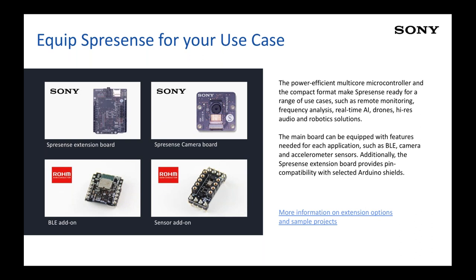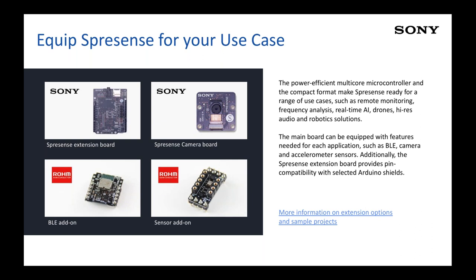The extension board that you see here is just to make your life easier. What does it do? You have access to an SD card, which, for example, in one of the demos that we did, we built the whole model for our AI and we put it on that SD card, and then the Spresense board could access that information to do some recognition. I'm going to talk about it a little bit more later.